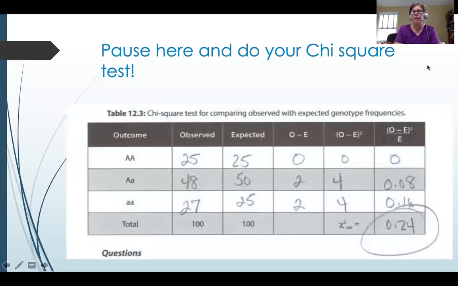All right, so there is my math. Hopefully it's fairly close to yours. Of course, there may be some rounding differences, but I got 0.24. All right, so hopefully that's really close to yours.